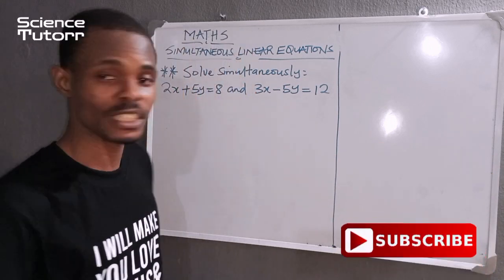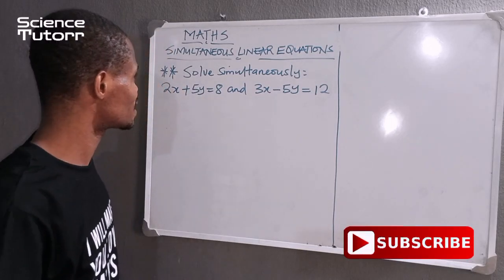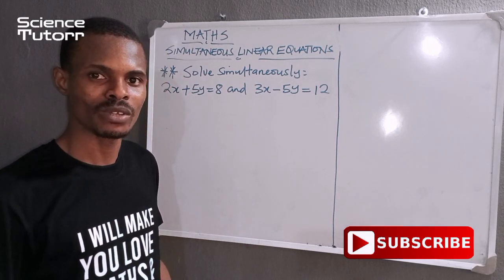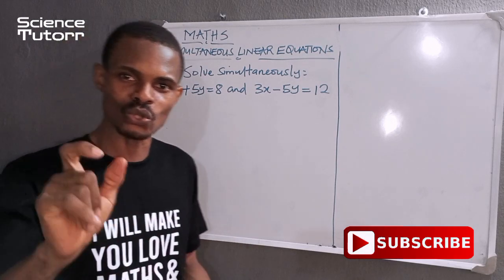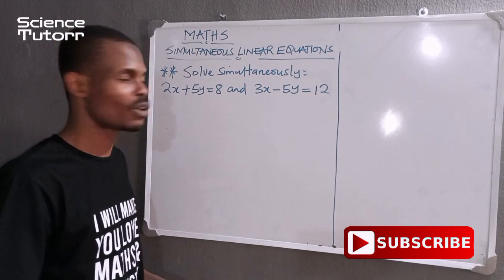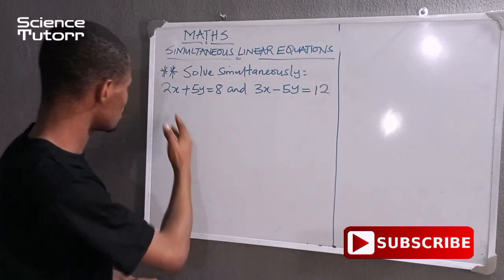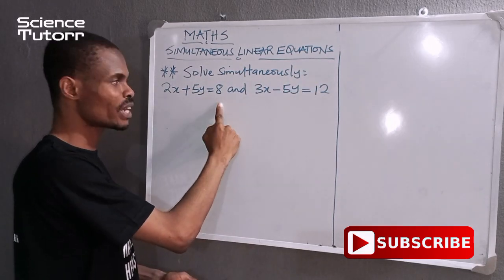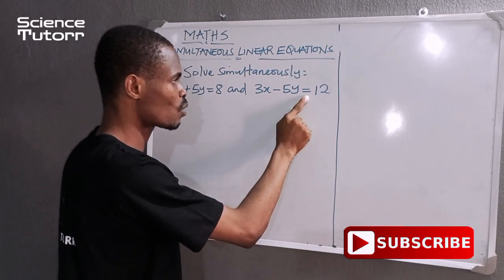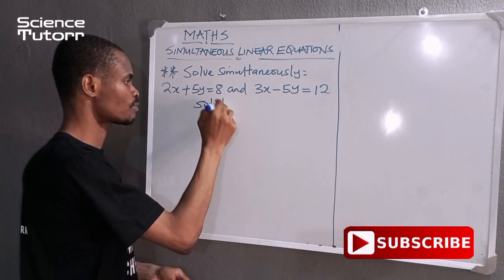And in today's video we shall continue with the previous topic we started with. This time we shall be focusing on an example using another method known as the elimination method. Now we have a question on the board. It says we should solve simultaneously. We have 2x plus 5y equals 8 and 3x minus 5y equals 12. Now, how do we solve such a problem?